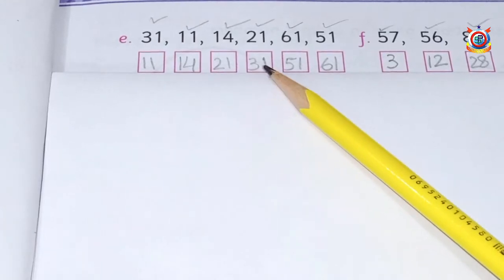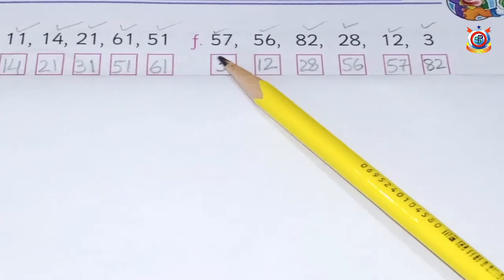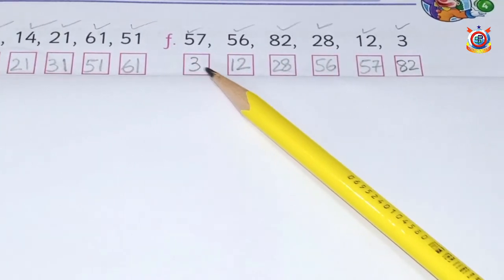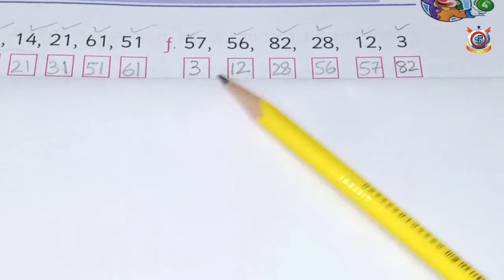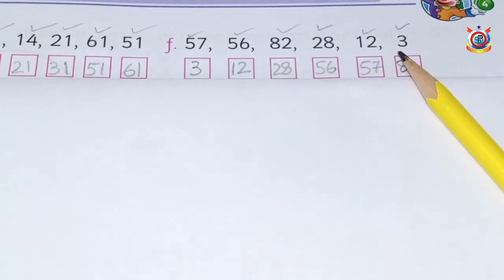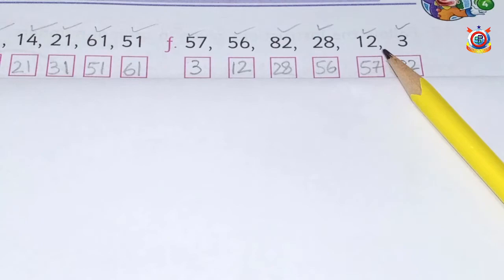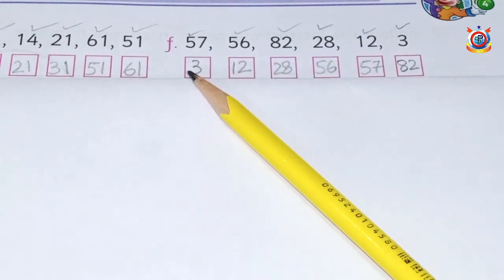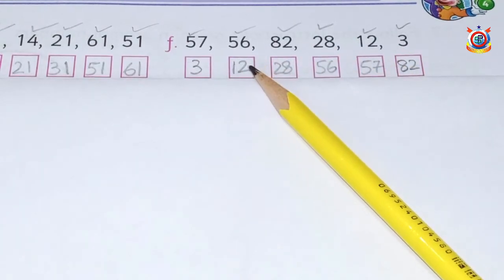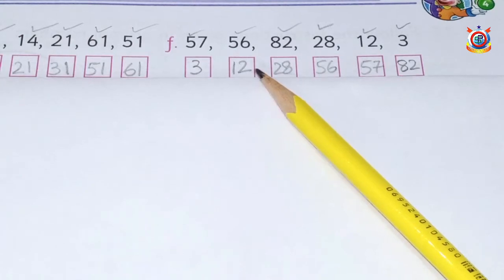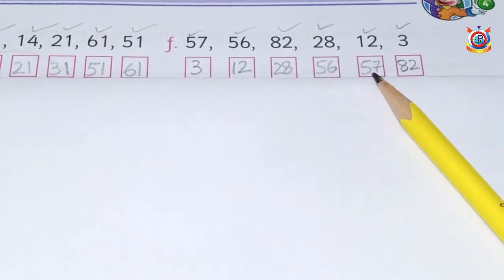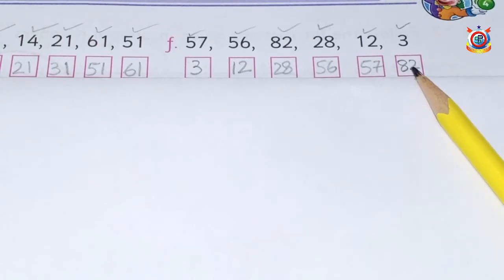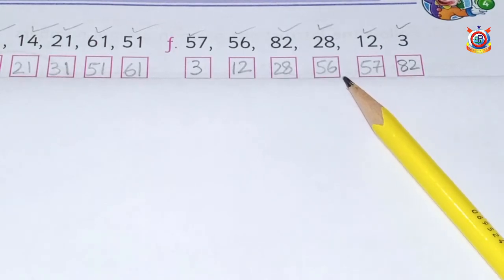Okay, now moving towards part F. This is part F, students, and I have done this for you. This is also the increasing order, and here 3 is the smallest, so we have written 3, and then 12, and then 28, then 56, then 57, and then 82. Match it with your answer.